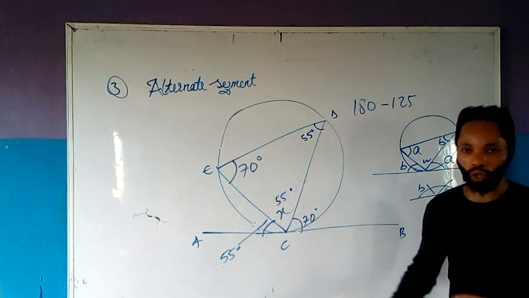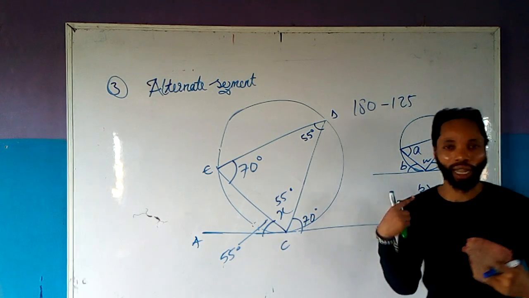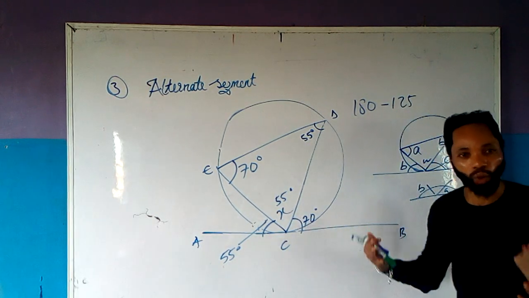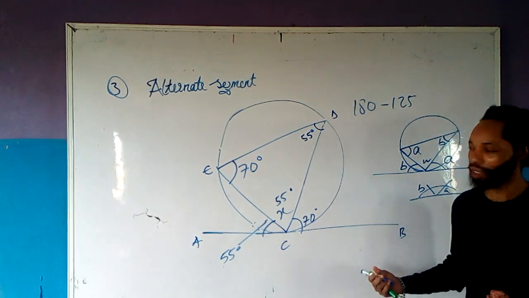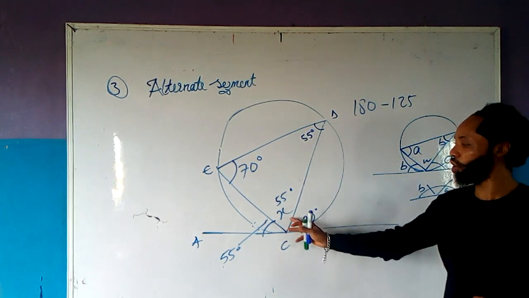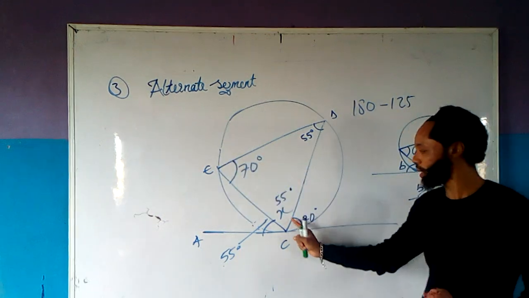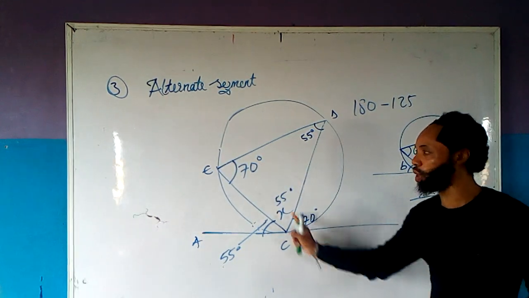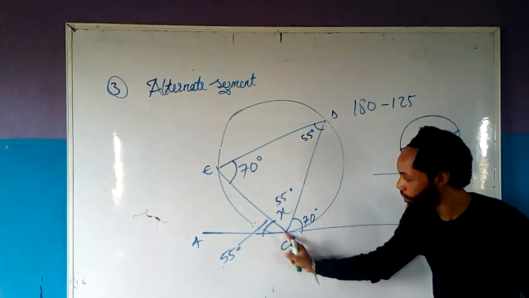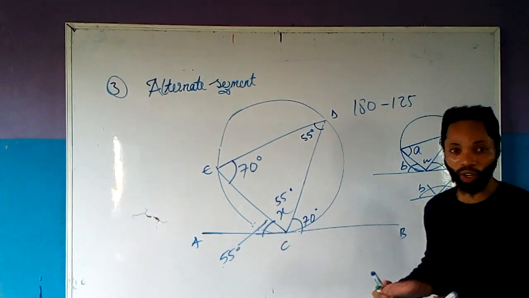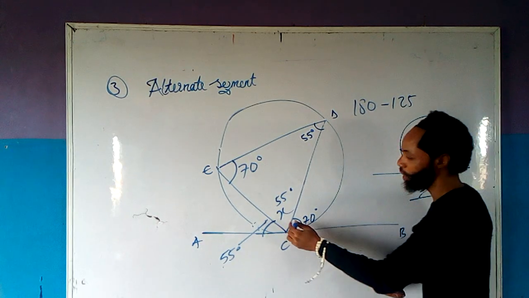So this is what alternate segment talks about: your tangent line and two chords. You want to always remember that: tangent line and two chords. So you connect one chord with the other. So this tangent line and this chord will be equal to the other chord. Remember this. They could give you a question where you have something like this.